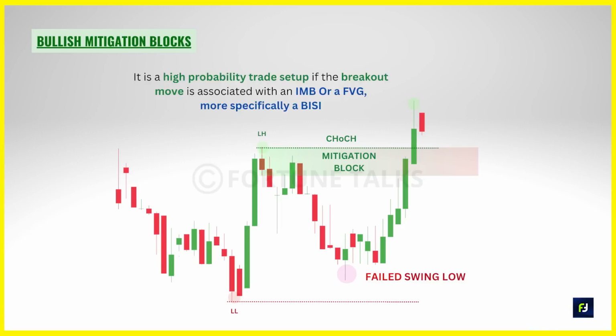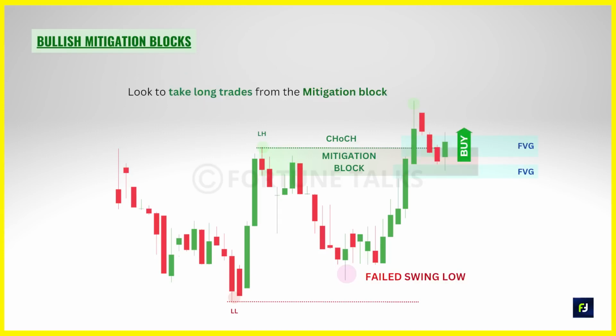In addition to this, if the breakout move is associated with an imbalance or a fair value gap, more specifically a BC, that is a buy side imbalance and a sell side inefficiency, then this will become a high probability setup for our trades. This inefficiency will be a motive for prices to return back to fill the imbalance and thereby even testing our bullish mitigation block. We can look for long trades from this mitigation block.